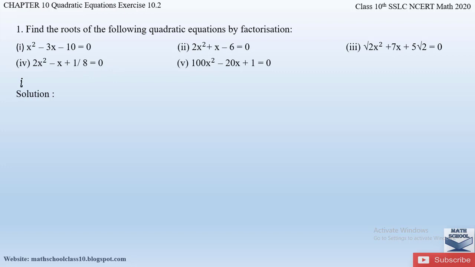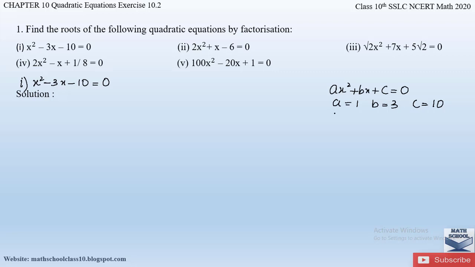The first part of the question is x square minus 3x minus 10 is equal to 0. Now let us write down the standard form of the quadratic equation, which is ax square plus bx plus c is equal to 0. If you compare it with the equation given in the question, let us write the values of coefficients a, b and c, where a is equal to 1, b is equal to 3 and c is equal to 10. We are not considering the signs here initially.